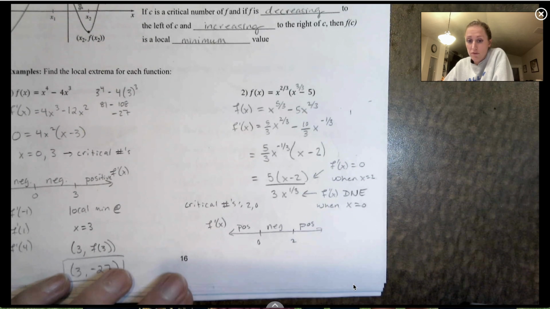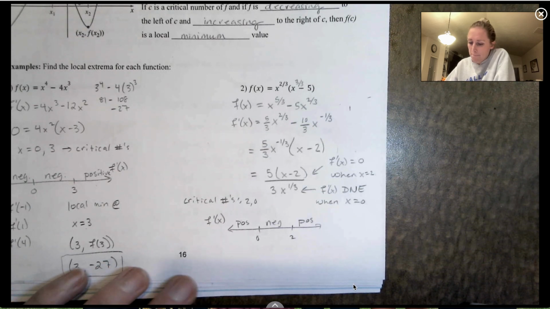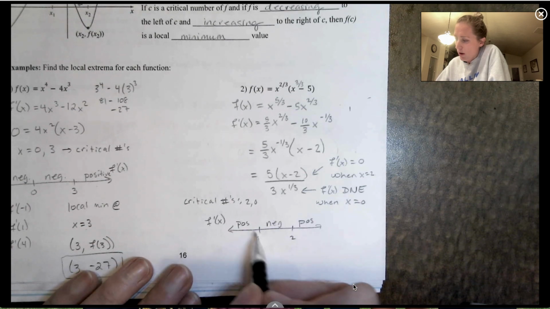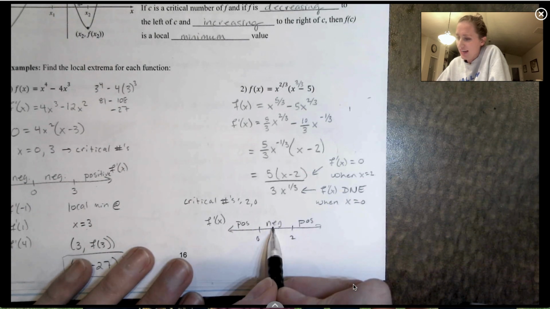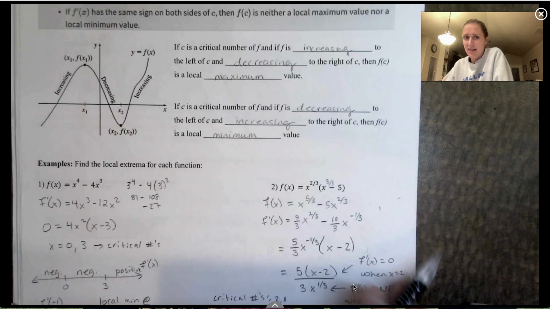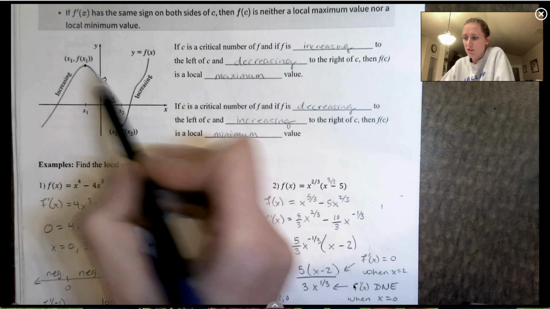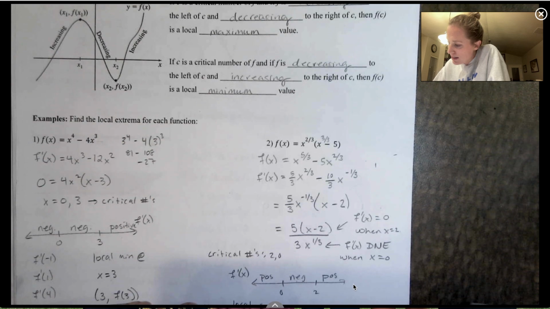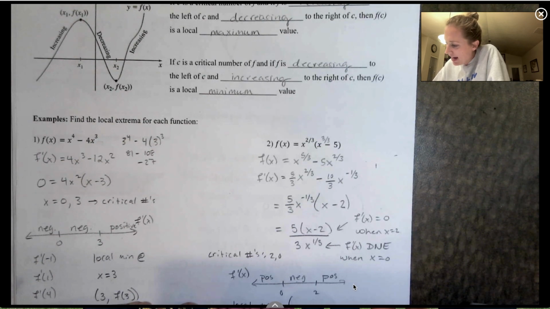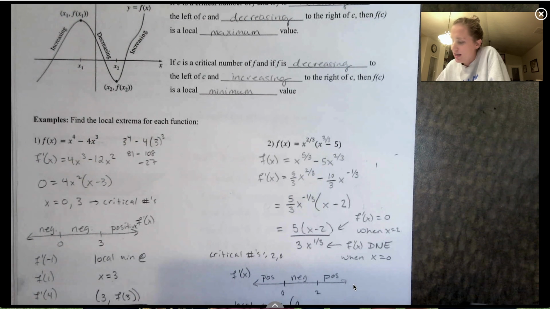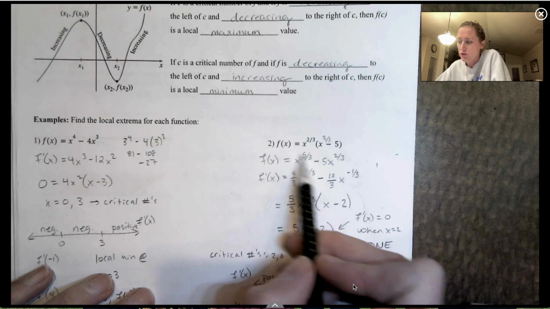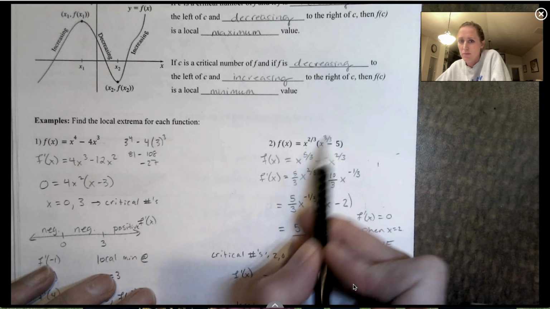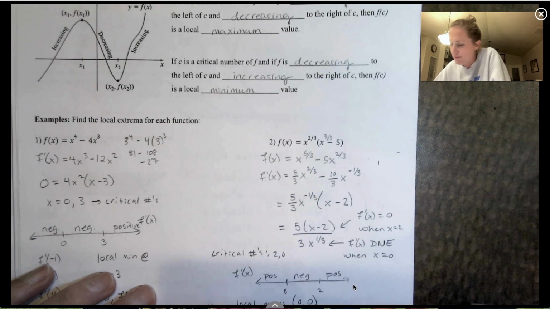So again, what we're looking for is where do I have local mins and maxes. So I switch from positive to negative. Another way I can think about that is I switch from increasing to decreasing. So this is a local max. So we have a local max at 0. Now, again, we want the y value that goes with this. If I plug in 0 into my original function, I get 0 times something, which is just 0.